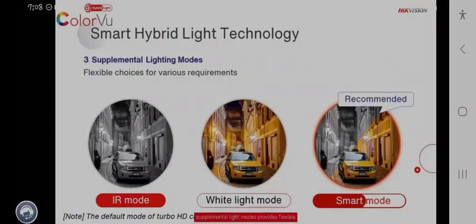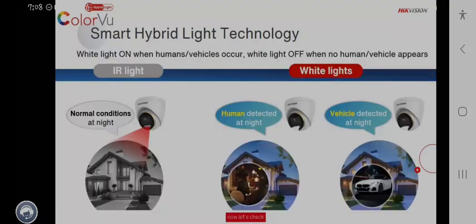These three supplemental lighting modes provide flexible choices for various requirements. Of course, we recommend enabling the smart mode, but you need to know that the default mode of Turbo HD cameras is IR mode. Now let's check why we recommend enabling the smart mode. For smart hybrid light cameras, white light is on when humans or vehicles occur, and white light is off when no human or vehicle appears. You can understand it like that.